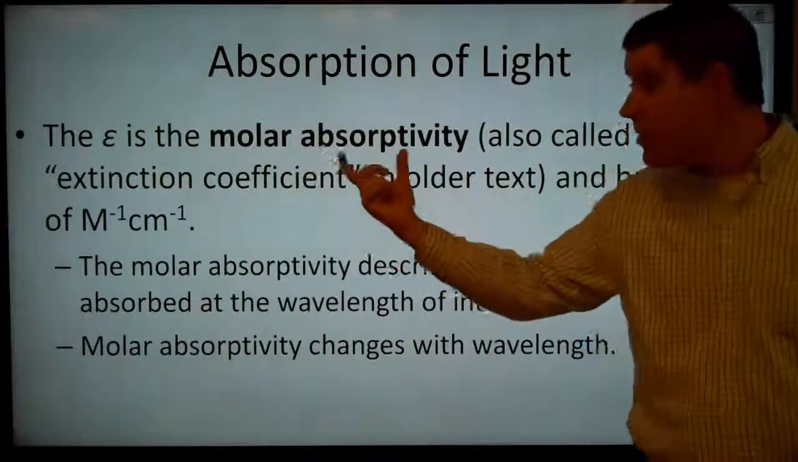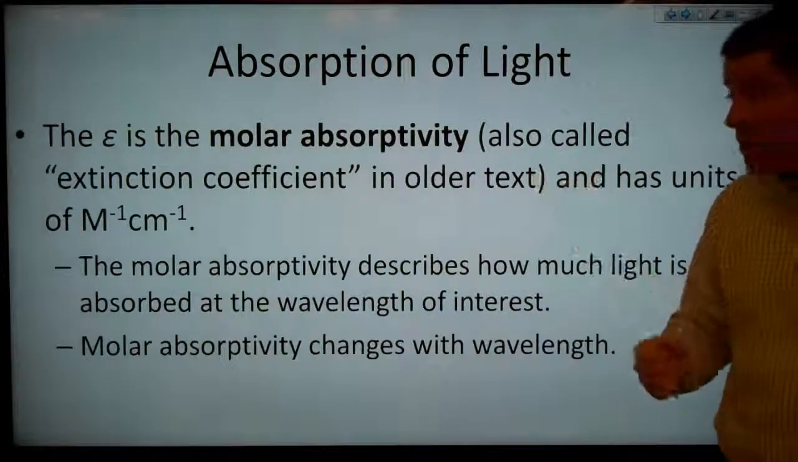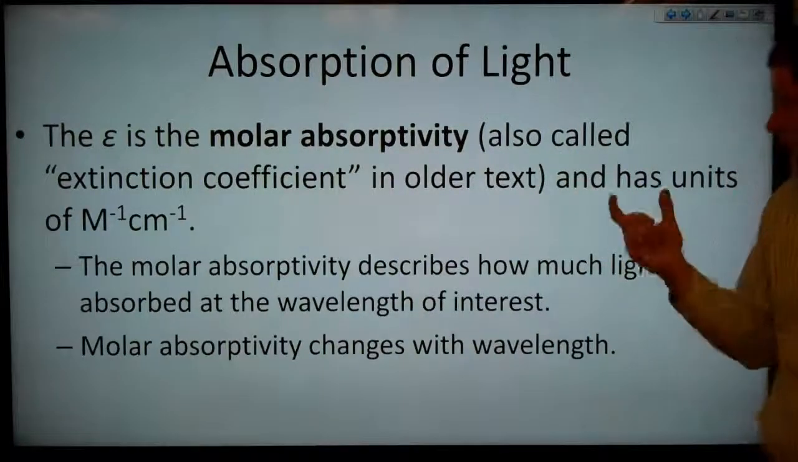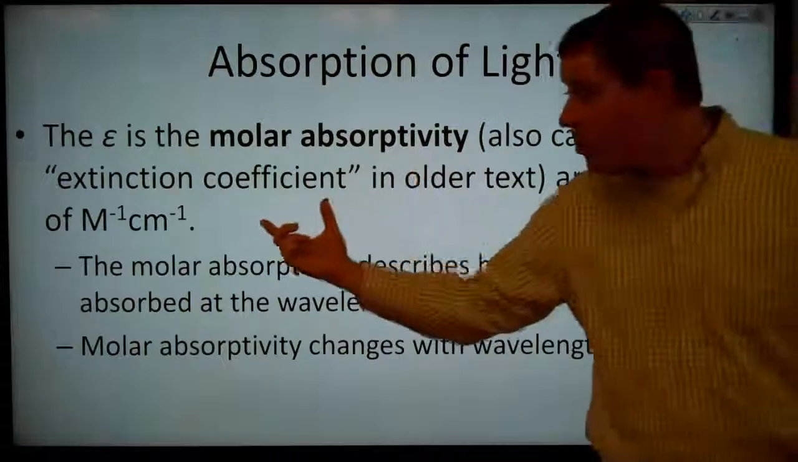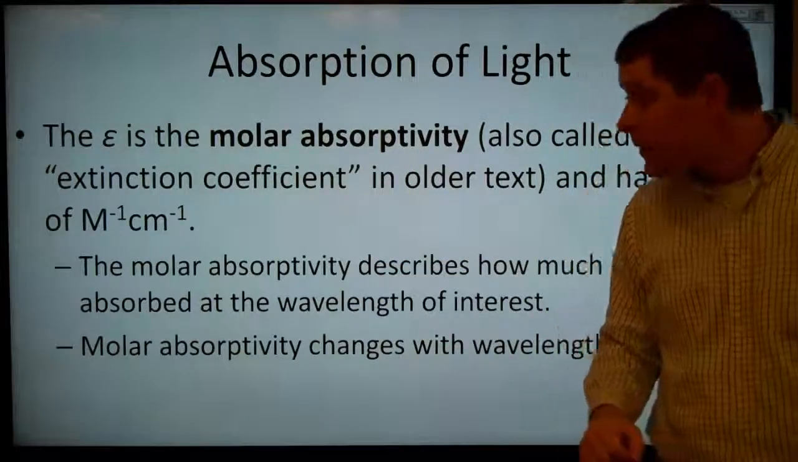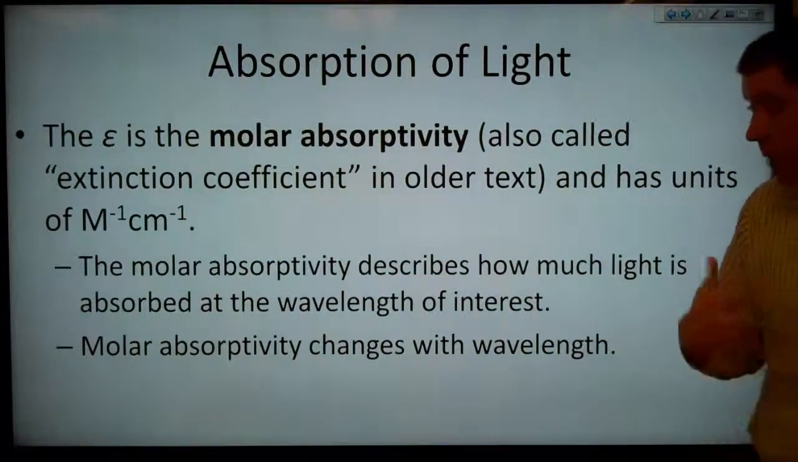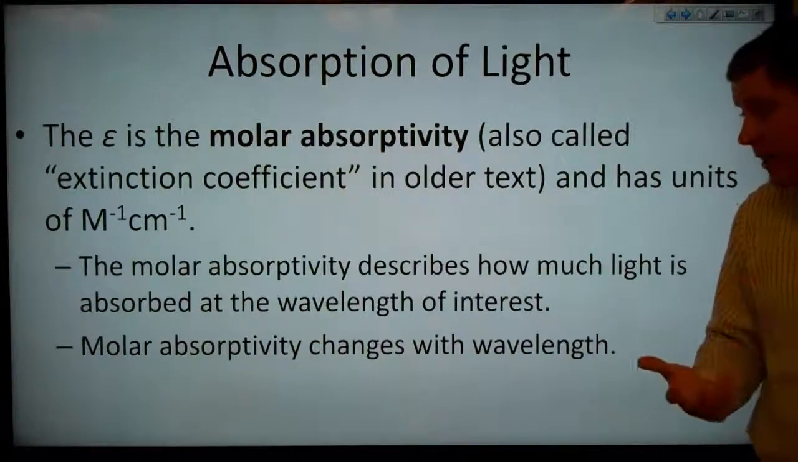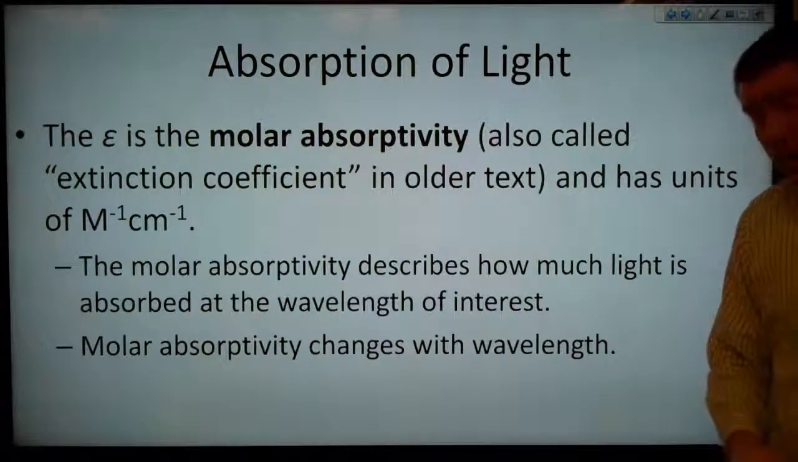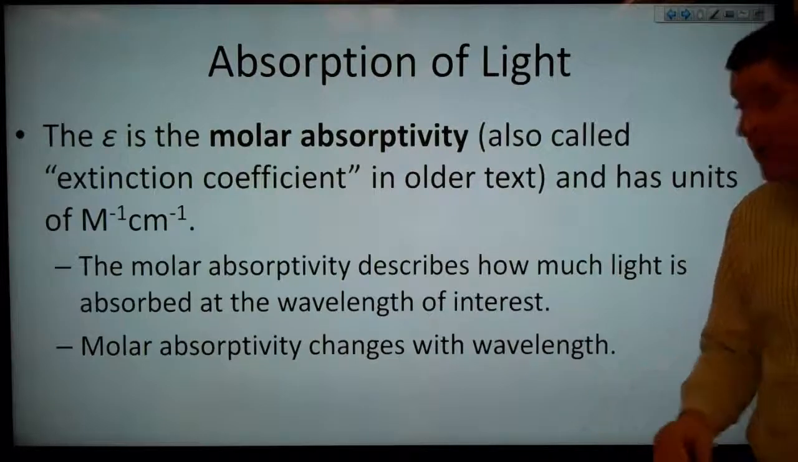The epsilon there is the molar absorptivity, also called the extinction coefficient in older texts, and has units of per molar per centimeter. So the molar absorptivity describes how much light is absorbed at the wavelength of interest, and it changes with wavelength, so this is wavelength specific.